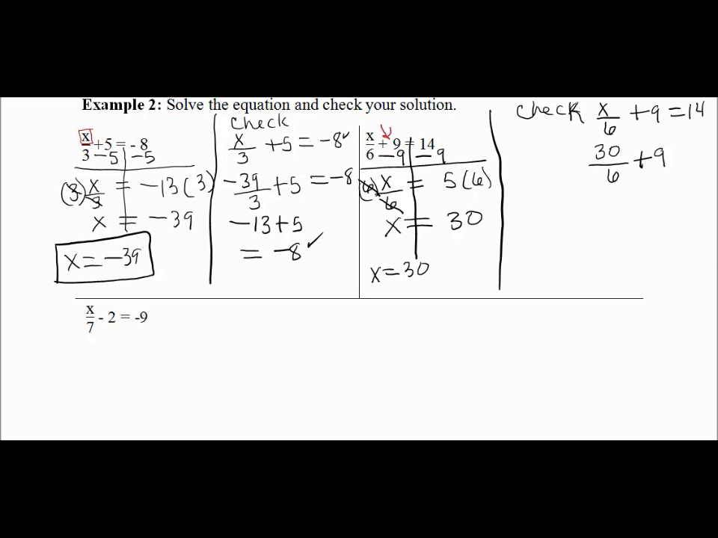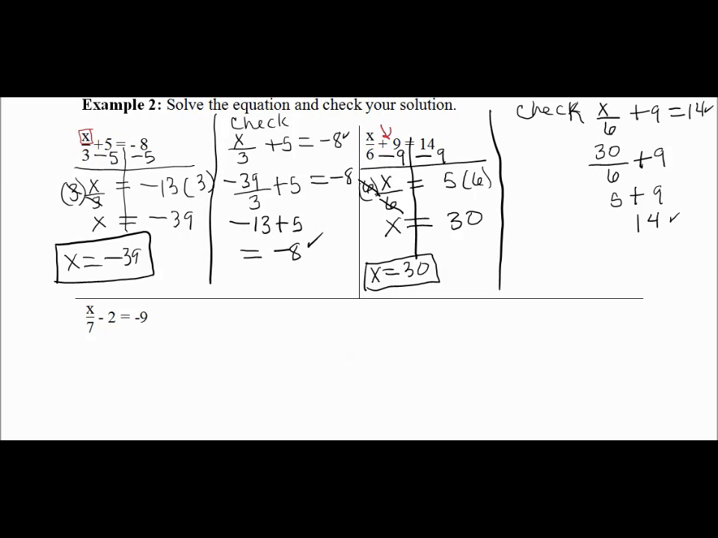So 30 divided by 6 gives me 5. Bring down my plus 9. 5 plus 9 is indeed 14. So that checks out. So that lets me know that I have the correct answer.